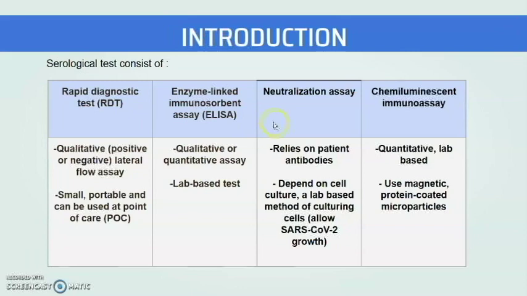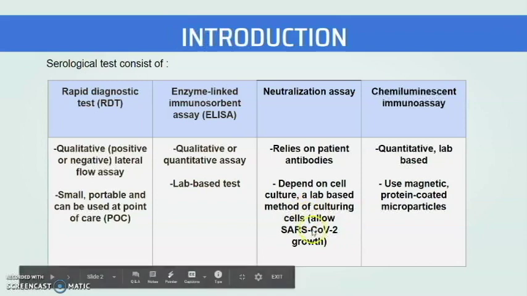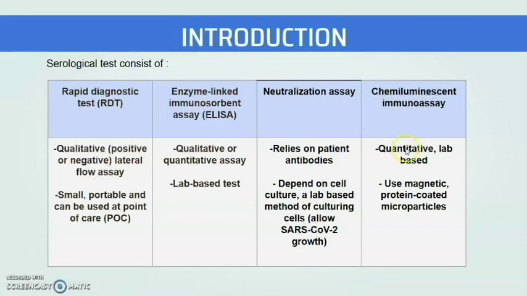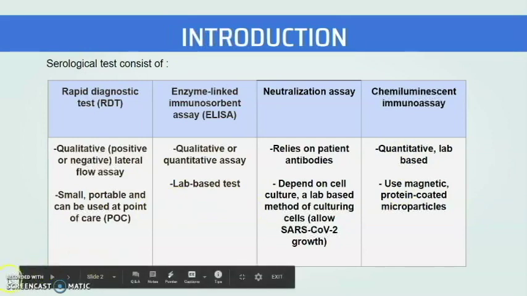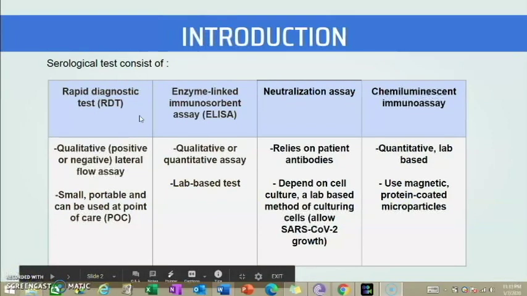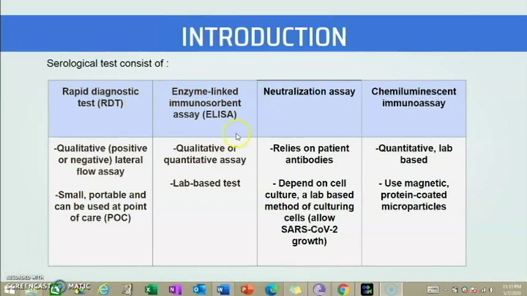Neutralization assay basically relies on patient antibodies. It also depends on cell culture, a lab-based method of culturing cells which allows SARS-CoV-2 growth. And finally, chemiluminescent immunoassay is a quantitative and lab-based test. It uses magnetic protein-coated microparticles. So among these four tests, we choose ELISA and we will focus more on ELISA.